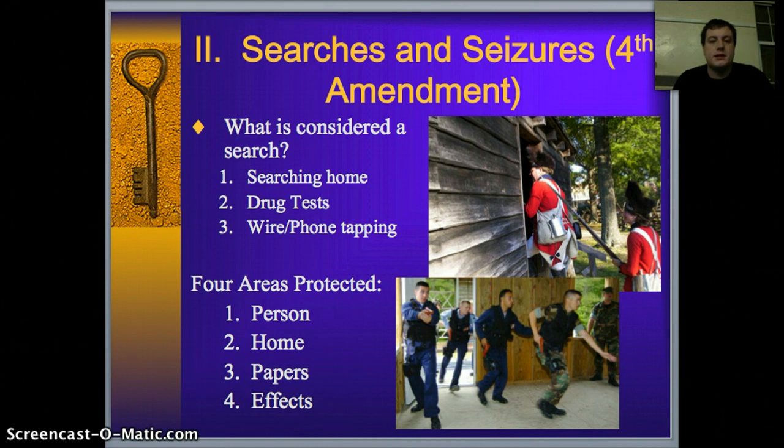So, the government, the police cannot just attack you. They cannot seize your body or search your body as they want. They can't search your home without going through proper procedures. And then when we think about papers, we think of letters, emails, any kind of documentation that is important to you. And then effects. Effects really mean just property. So, it might be a laptop or anything that you might own. Of these four, your home, in terms of searching, is often regarded as the most protected.